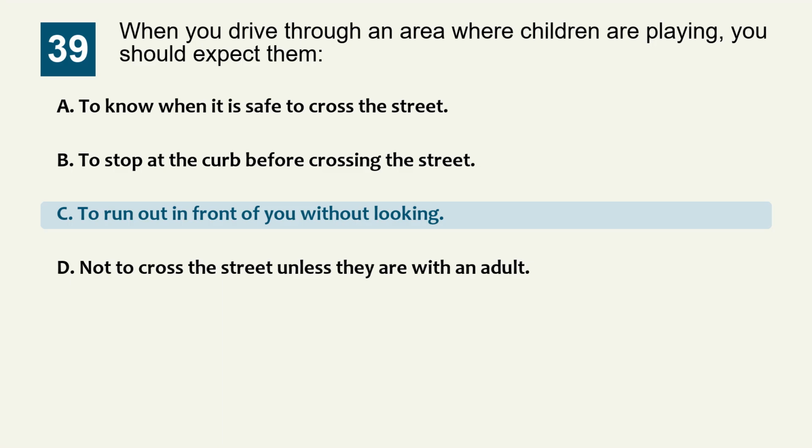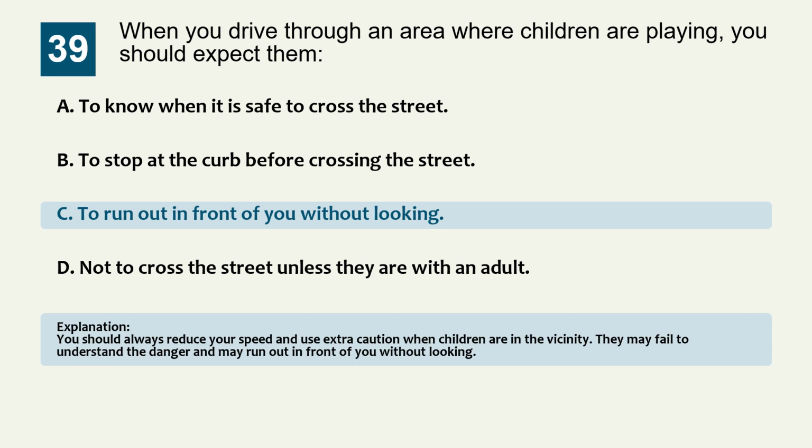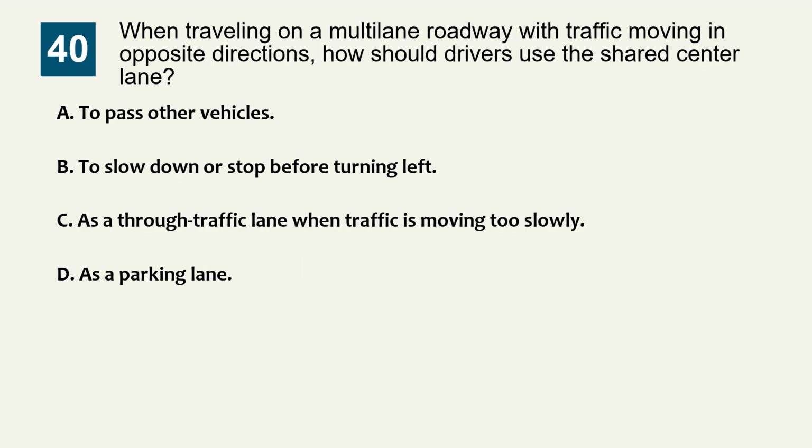The correct answer is option C, to run out in front of you without looking. Explanation. You should always reduce your speed and use extra caution when children are in the vicinity. They may fail to understand the danger and may run out in front of you without looking. Question 40. When traveling on a multi-lane roadway with traffic moving in opposite directions, how should drivers use the shared center lanes? Option A, to pass other vehicles. Option B, to slow down or stop before turning left. Option C, as a through traffic lane when traffic is moving too slowly. Option D, as a parking lane.